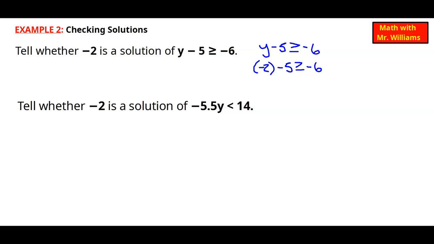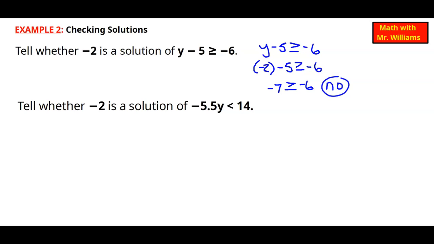All right, so let's go ahead and do the math on the left-hand side. We have negative 2 minus 5. That's going to arrive at a negative 7. So the question is, is negative 7 greater than or equal to negative 6? And the answer is no, it is not. It is actually less than negative 6.